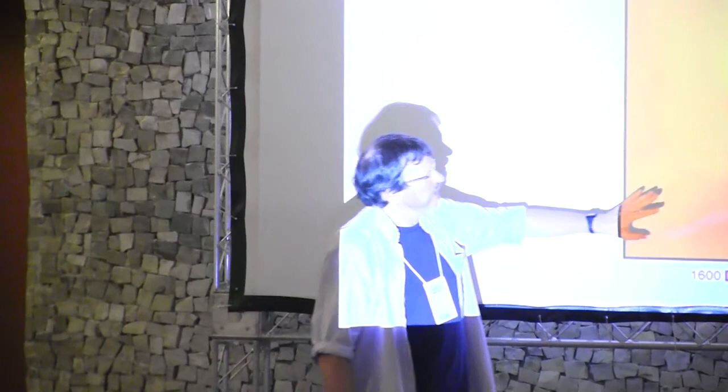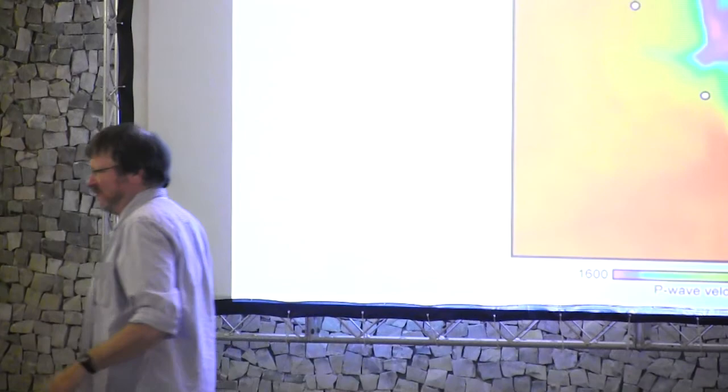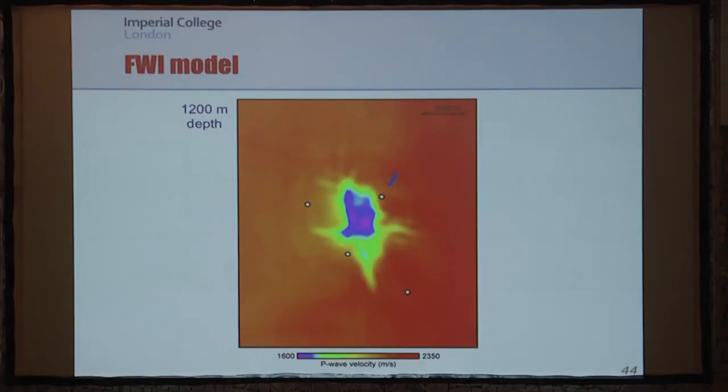Probably in these sorts of inversions, which I won't really go into now, there's a bit of a problem. The pictures that I'm showing you are velocity pictures. You don't really know what to do with density in gas clouds. So we use Gardner's law to deal with density. Gardner's law is completely wrong in the gas cloud, and that's one of the features that needs dealing with in order to get these very low velocities. So we haven't done that in these results. We've just followed Gardner's law, even in the gas cloud.